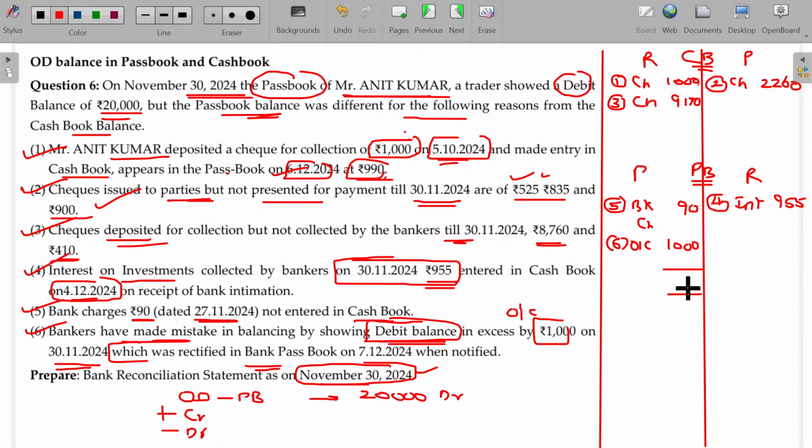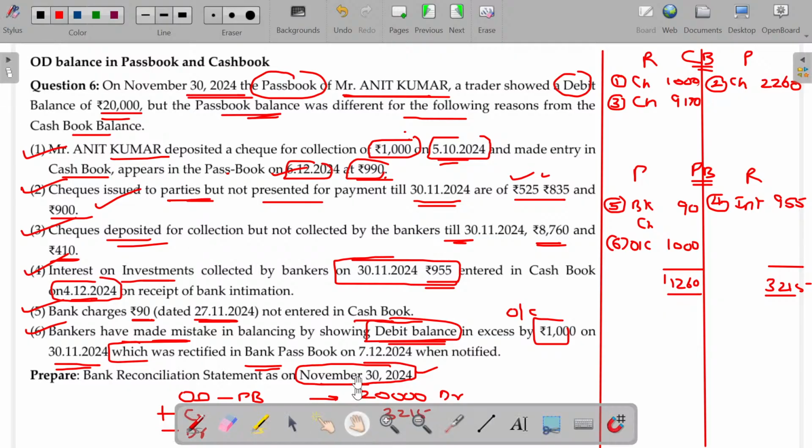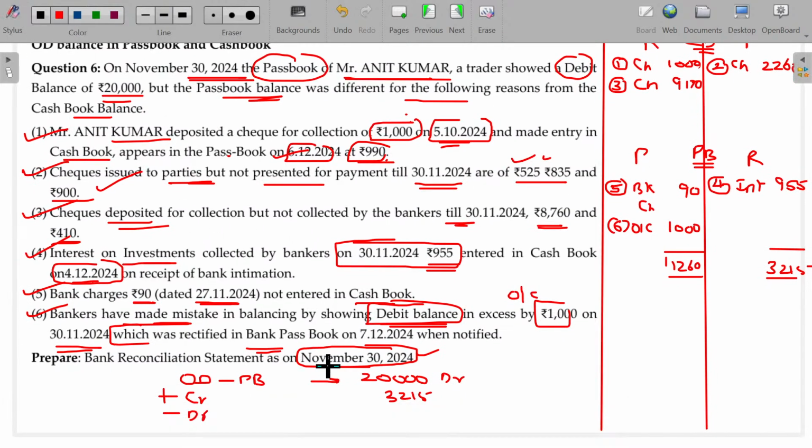Now add up the debit values. What's the total of debit values? 11,260. Credit value being 3,215. So add the credit value 3,215 and subtract the debit value, 11,260. What is the ultimate value you are getting? 11,955. Starting with the debit, ending with credit, and passbook balance becomes cash book balance. OD remains OD itself, right?